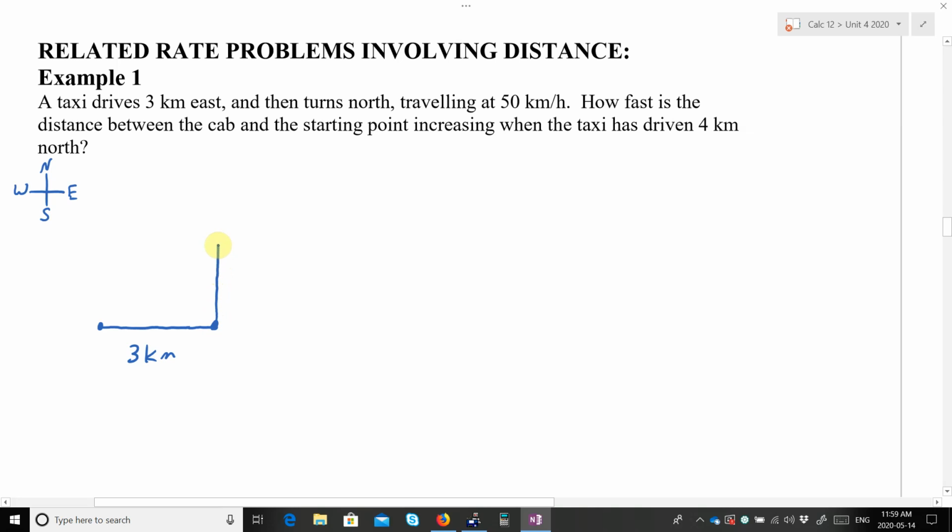So then they're heading this way, going a y distance at 50 kilometers per hour, and it wants to know how fast is the distance between the cab and the starting point increasing. Okay, so we know that the cab is here. This is the start point.